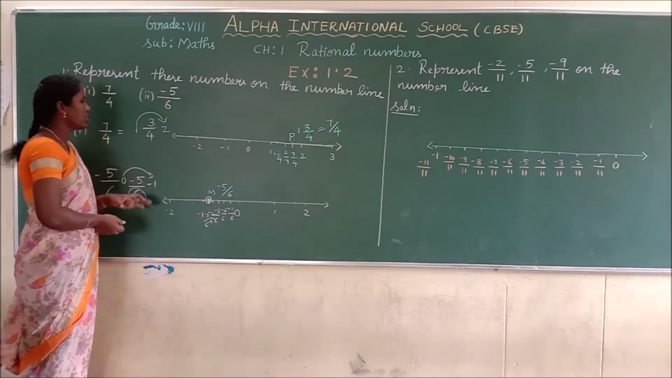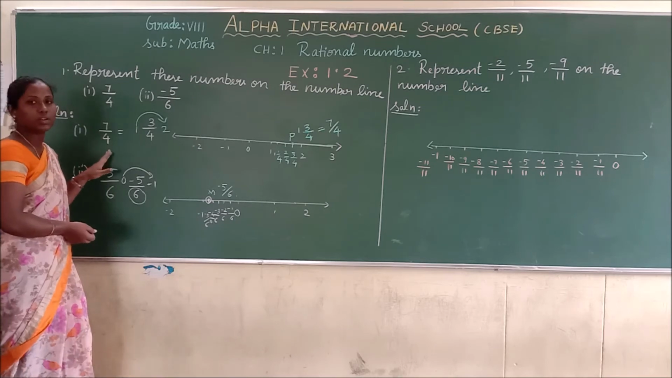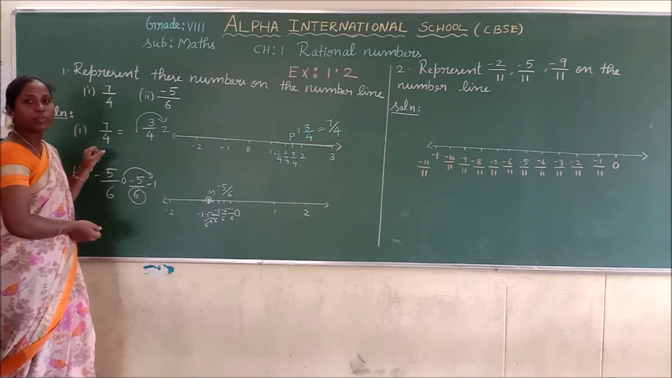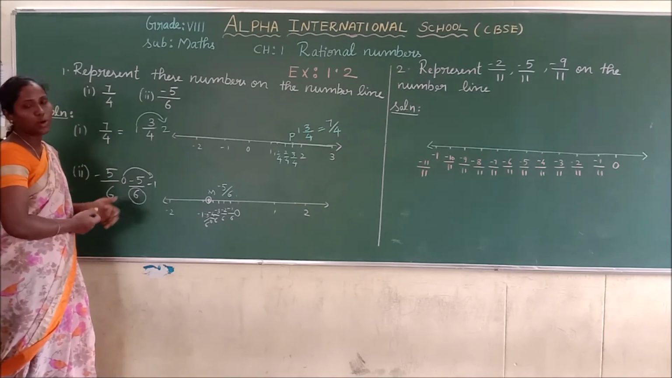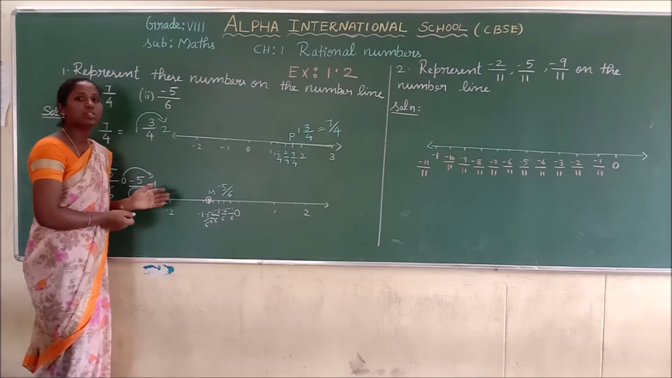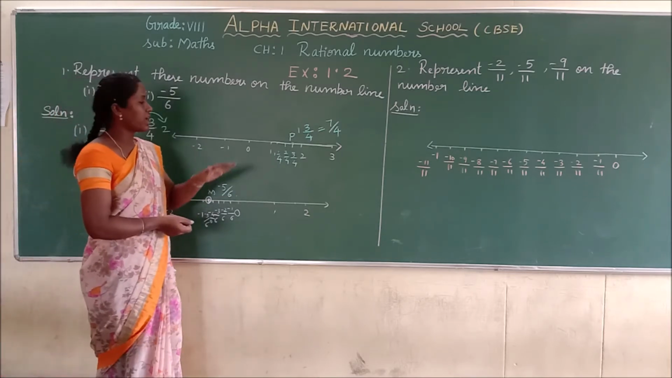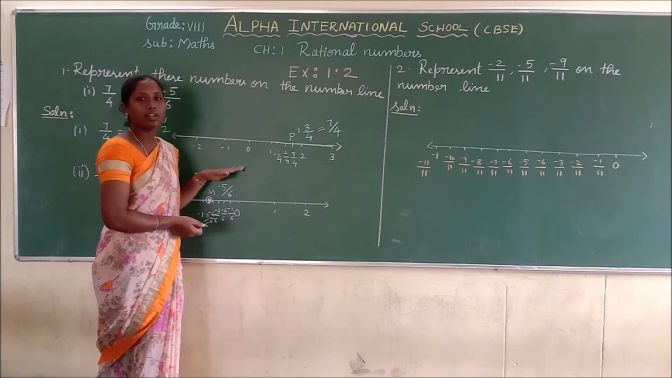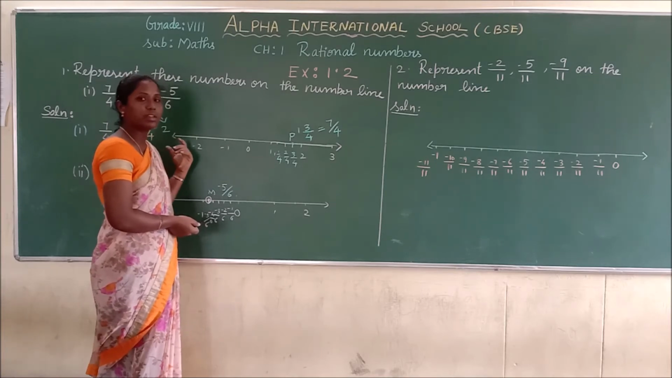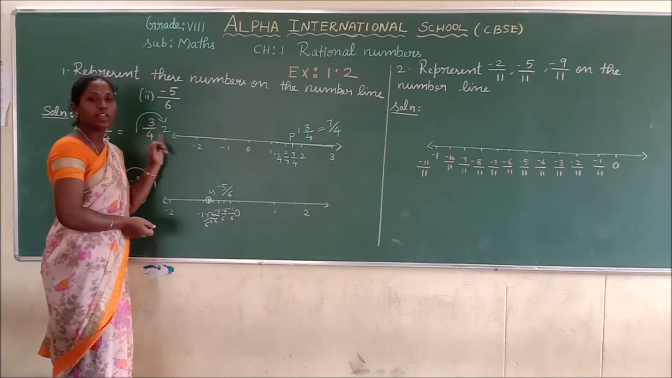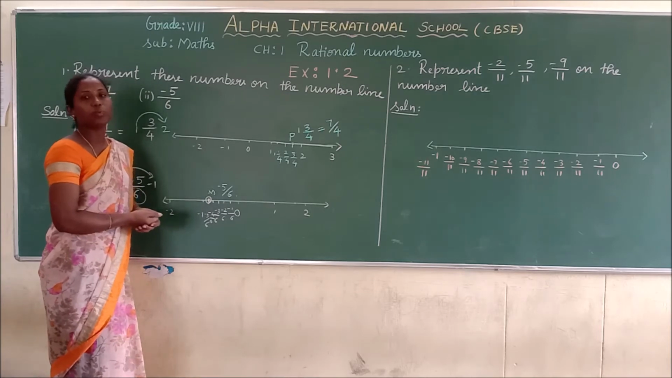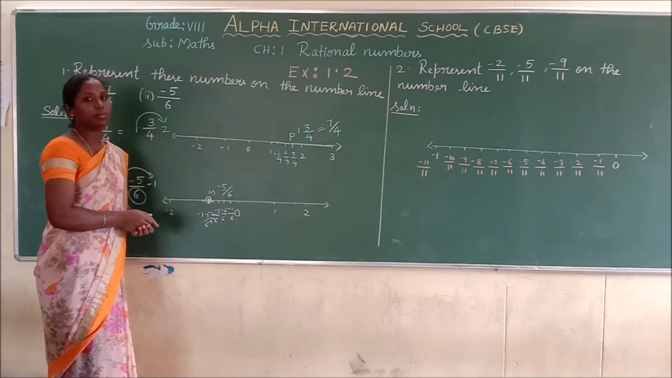So listen children, you have to plot the ratio number. First check whether the ratio number is a proper fraction or an improper fraction. If it is an improper fraction, change it to a mixed fraction and plot the points on the number line. Look at the denominator. Based on the denominator, divide the range into equal parts and plot the needed ratio number on the number line.